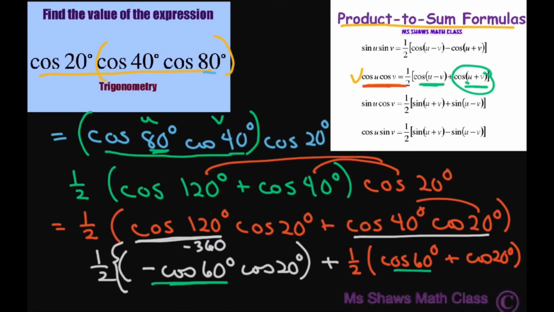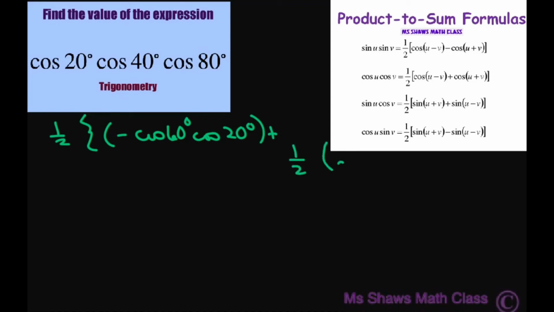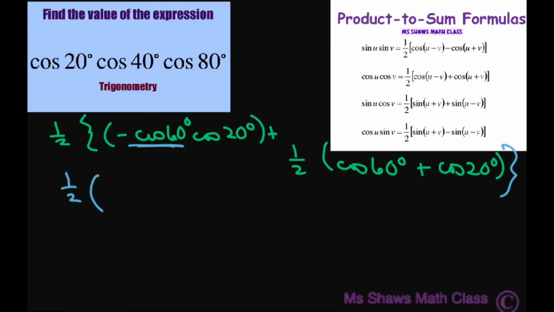So let's see what we get. I'm going to write this down again so you can see it. So basically what we had is 1/2, and we had negative cosine of 60 degrees times cosine of 20 degrees. Then we had plus, and I'll scoot it down here, 1/2 times cosine of 60 degrees plus cosine of 20 degrees. So let's see what happens. And this is all together. This is going to equal negative 1/2. So we get 1/2 times negative 1/2 cosine of 20 degrees.